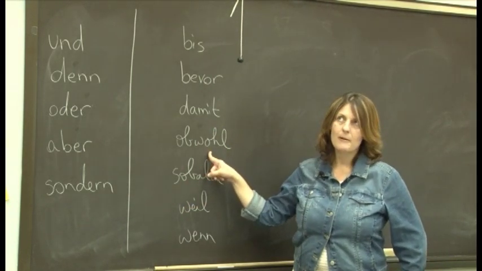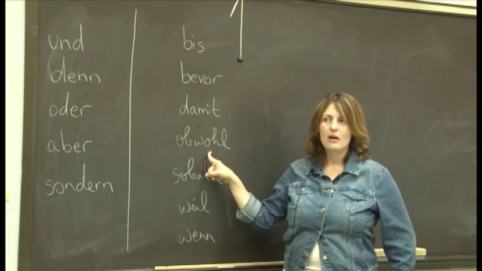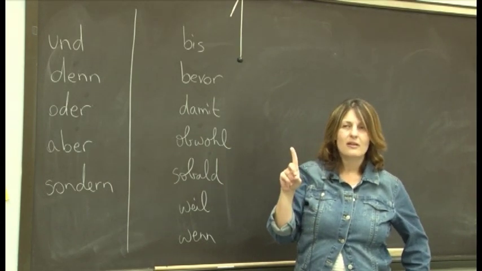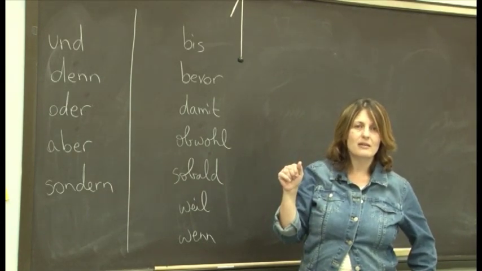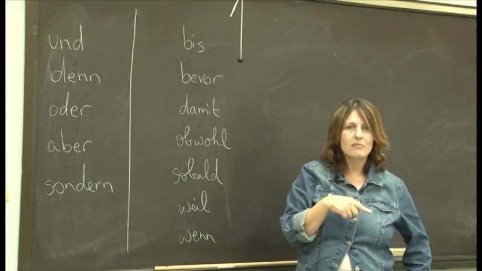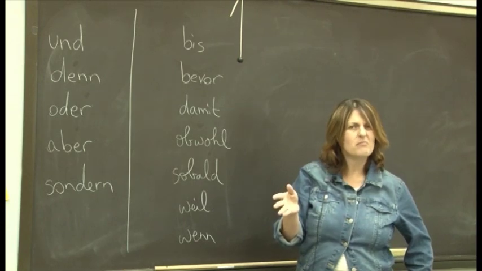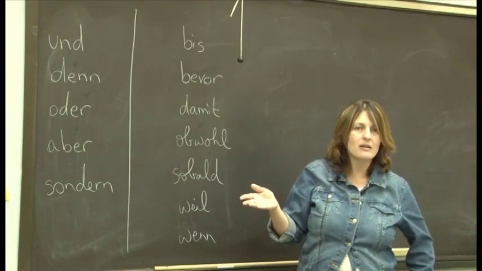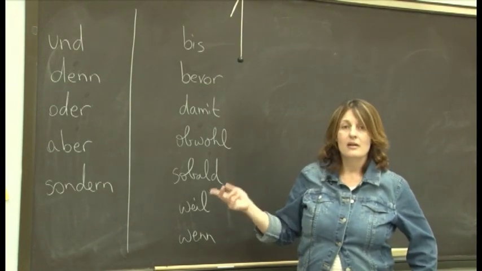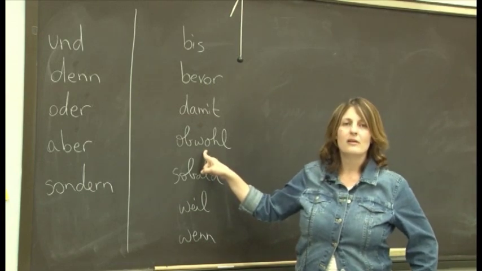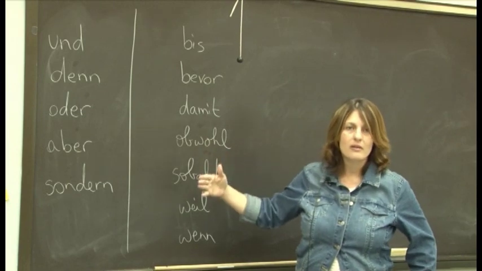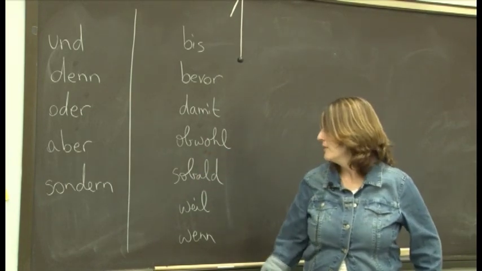Obwohl, okay, ein Beispiel mit obwohl, ich arbeite heute, obwohl mein Semester schon zu Ende ist. Ja, heute ist der 22. Mai. Das Semester war am 10. Mai oder am 11. Mai zu Ende. So normally I wouldn't have to be here, ne? Aber ich arbeite heute, obwohl das Semester zu Ende ist. I'm working today, although the semester is over. Although, ja?